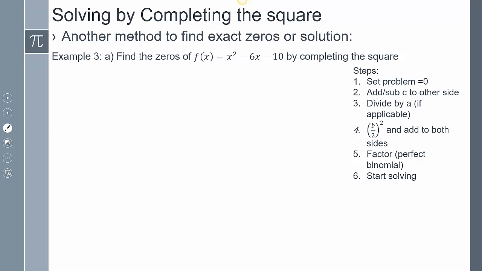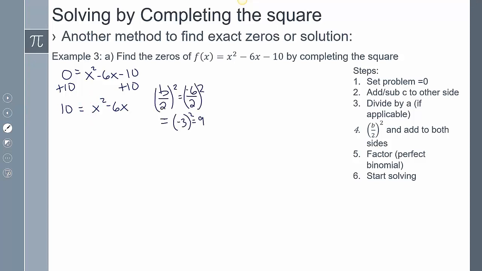Now another method to find the exact zeros of the solution is by completing the square. The way that we do this is we set whatever our equation is equal to 0, so I set this equal to 0. And then I want to get rid of this c, so I'm going to add or subtract it on either side. In this case, to get rid of it, I have to add 10 to both sides. If I have an a here, you want to divide by this a. In this case, there's no a to divide by, so I don't need to worry about that. And so now I'm going to do this thing called completing the square, which is why we call it completing the square.